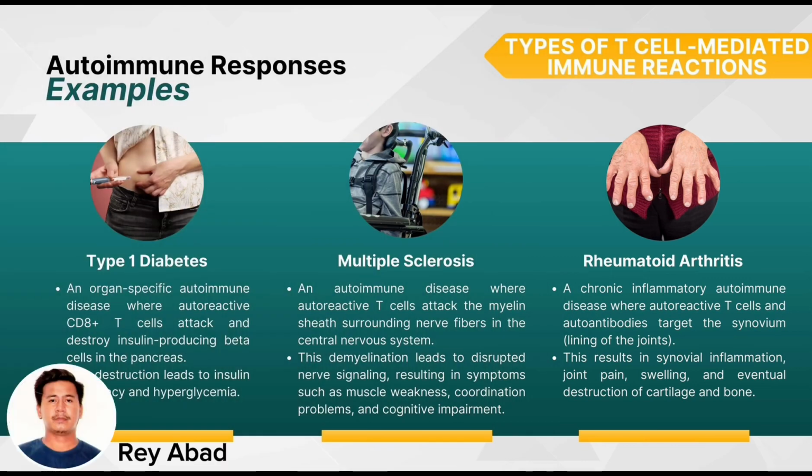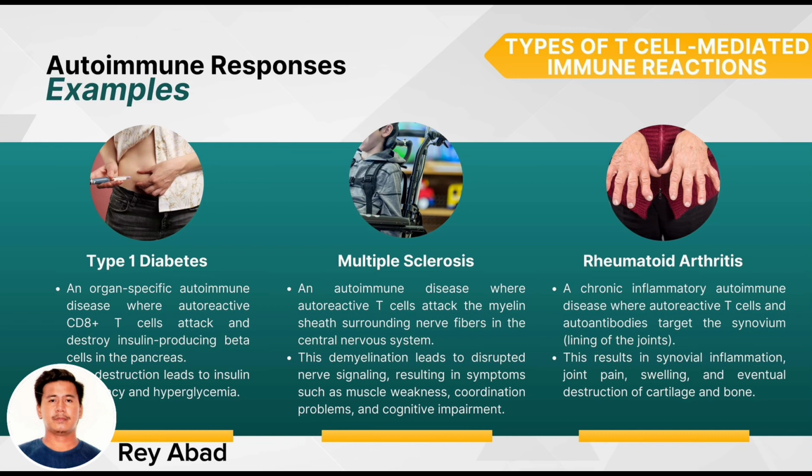So for the examples, we have type 1 diabetes, an organ-specific autoimmune disease where autoreactive CD8+ T cells attack and destroy insulin-producing beta cells in the pancreas. This leads to insulin deficiency and hyperglycemia.